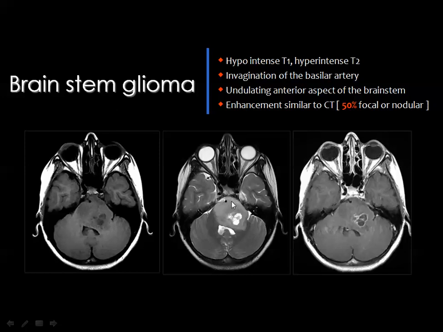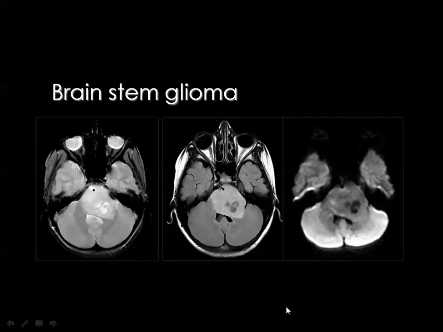The basilar artery is patent, as you can see by the signal void appearance in all the sequences. And the flattening of the anterior aspect of the fourth ventricle is also one of the important diagnostic criteria. And this is the rest of the images, T2, and this is the FLAIR image, and this is the diffusion weighted image, and it shows no evidence of restricted diffusion.